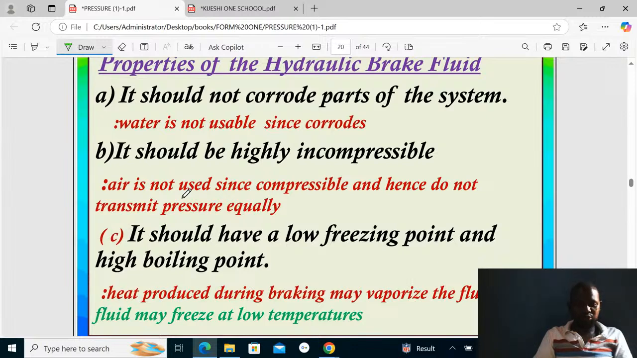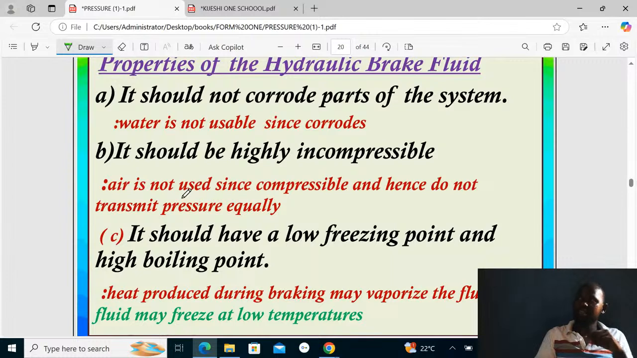Now we have, it should be highly incompressible. What does that one tell us? At the moment you try to apply so much pressure, then it's not supposed to be changing. This brings about equal transmission of pressure. It is in this case where you can be asked, explain why.